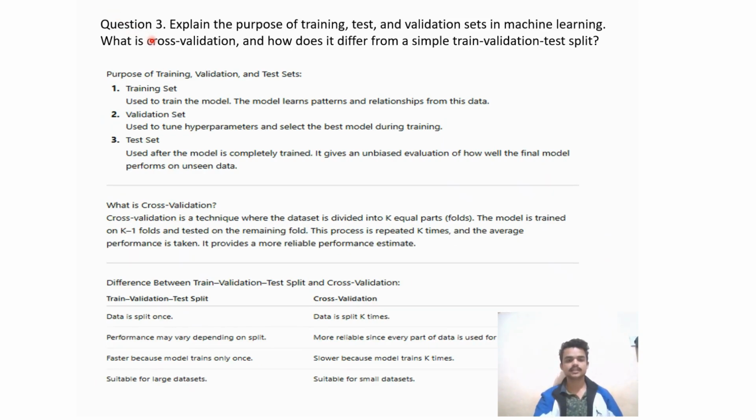Question 3. Explain the purpose of training, test and validation sets in machine learning. What is cross validation and how does it differ from a simple train-validation-test split?